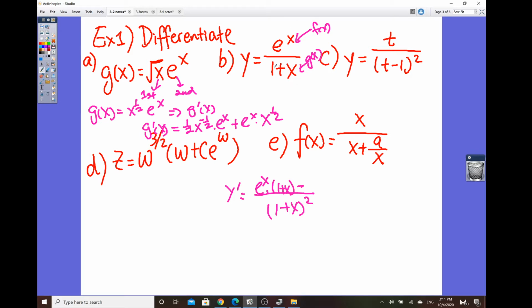Well, for this one, the derivative of 1 plus x: the derivative of 1 is a constant, 0, and the derivative of x is 1. So minus 1 times the original f of x. And you might be wondering, can I distribute? Can I simplify it a little bit? Yes, distribute, and the e to the power of x terms cancel. What's left here is x e to the power of x after you distribute. And then you have that all over 1 plus x quantity squared.